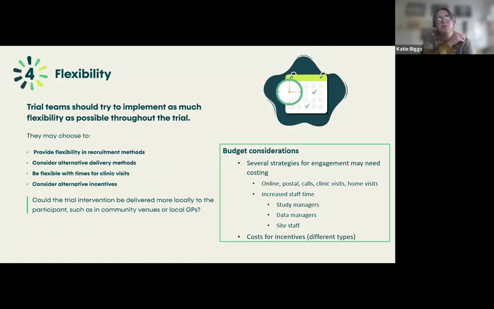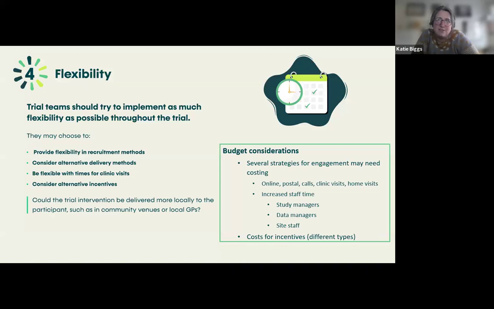Flexibility was really just focusing on the fact that one method is likely to exclude groups or one group. So you need to have a number of methods for all the different areas of recruitment, different modes of delivery for the intervention, and data collection. If you have more than one method, you're more likely to not be putting barriers in for certain groups.